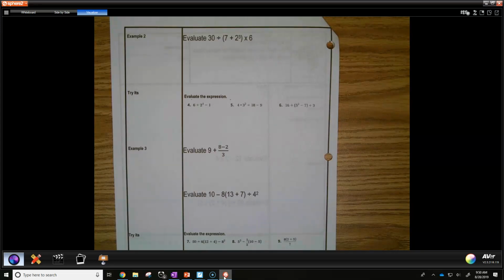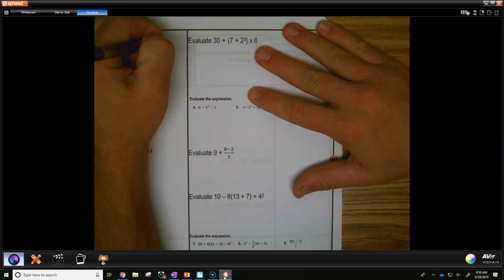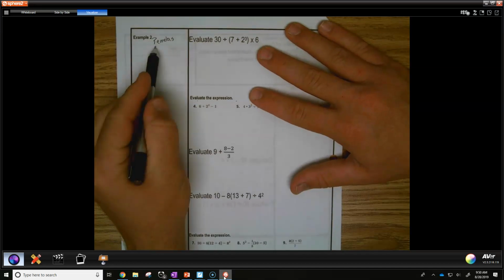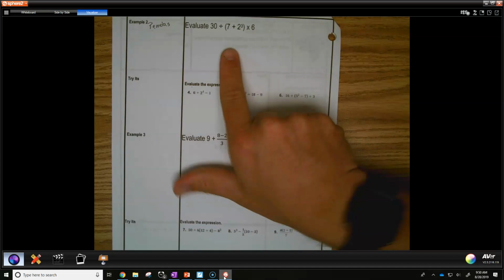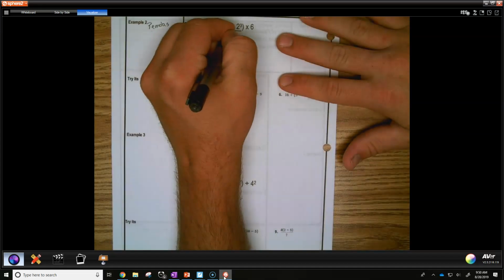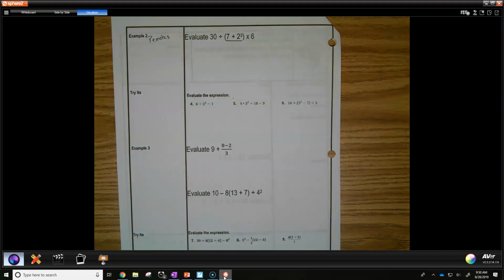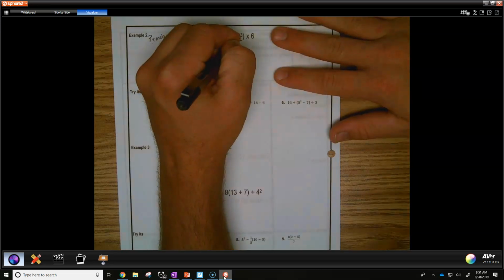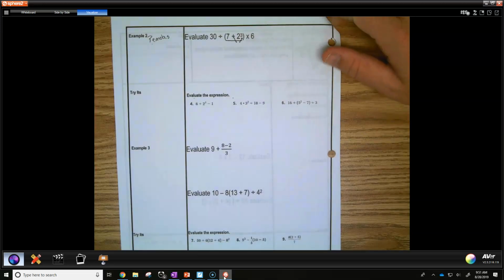Okay, so I'm going to show this one to you again. Evaluate. Like I said, I like to write out. My first step is parentheses or brackets, my grouping symbols. I'm looking at 7 plus 2 to the third. Inside those parentheses, there are no other parentheses, but there is an exponent. So I have to simplify 2 to the third. We did that as a review.